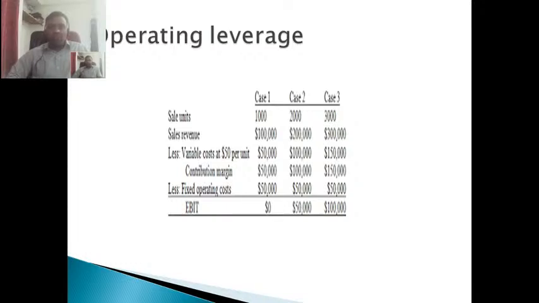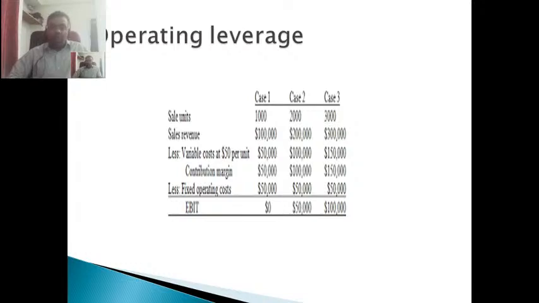In the first quarter, they sold 1000 idlis. In the second quarter, they sold 2000 idlis. In the third quarter, they sold 3000 idlis. So 1000 to 2000 is 100% growth, and 2000 to 3000 is almost 50% growth. So there is some growth, quarter on quarter.